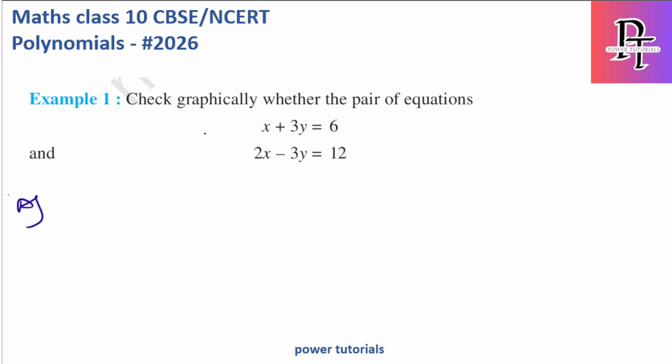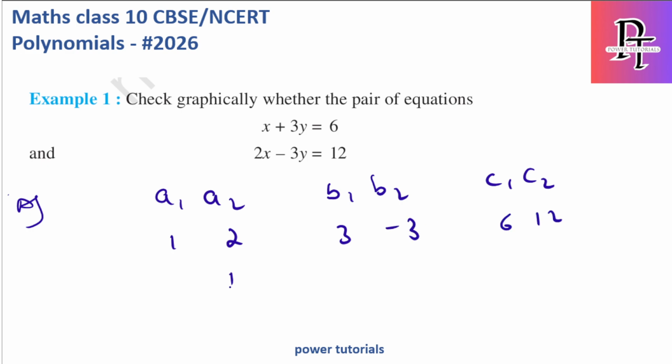So before getting the solution, what I told is we need to first figure out whether it is intersecting, coincident or parallel. If it is parallel, no need to do it. Coincident also no need to do it. Only for intersecting, that is only for consistent condition, you have to solve it using graphical. So let's see whether it is intersecting, parallel or not. So first we need to find a1 a2, b1 b2 and c1 c2 values. What is a1 a2 here? 1 2, b1 b2 3 minus 3, c1 c2 6 12.